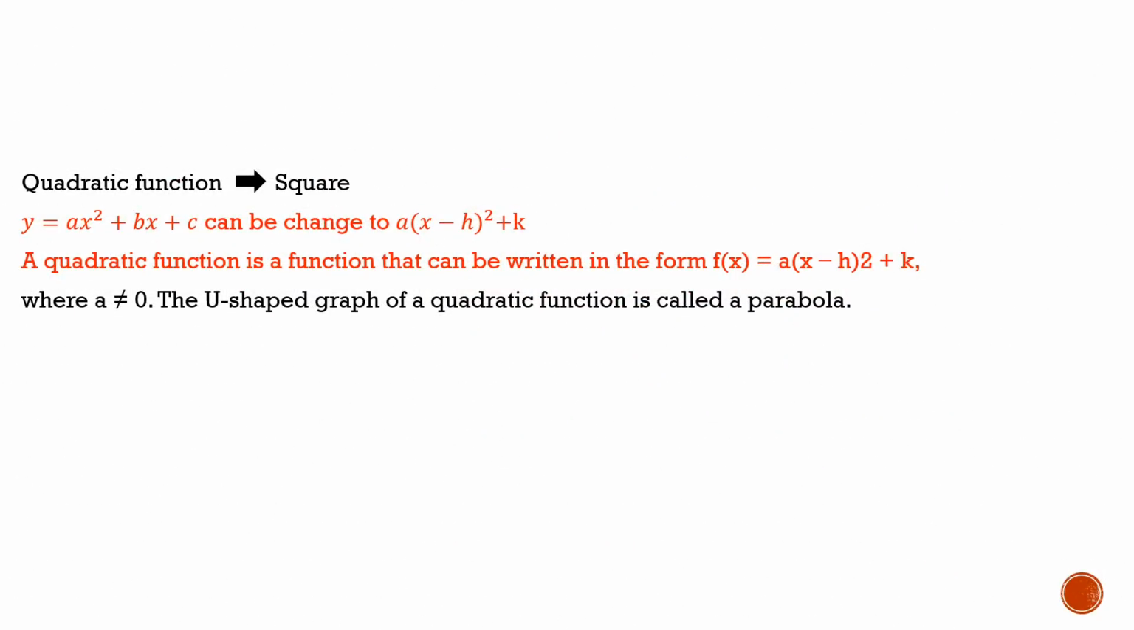The quadratic equation can be changed to a(x - h)² + k. A quadratic function is a function that can be written in the form f(x) = a(x - h)² + k.